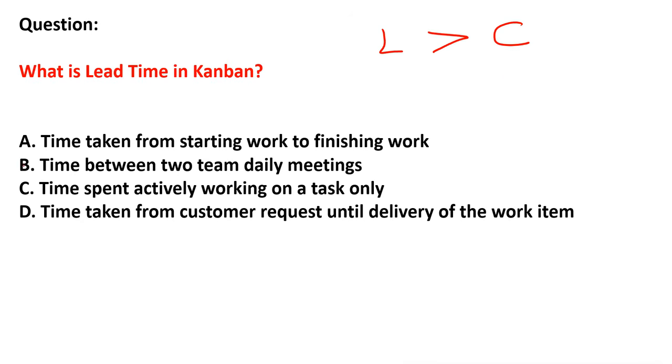Now, if the concept is clear, you can pause your video, read the question, and find out the best answer. Then you can compare. What is the lead time in Kanban? Time taken from starting work to finishing work? No. The time between two team daily meetings? No. Time spent actively working on the task? No. Time taken from customer request until delivery of the work. So this is called the lead time, and this is the correct answer.